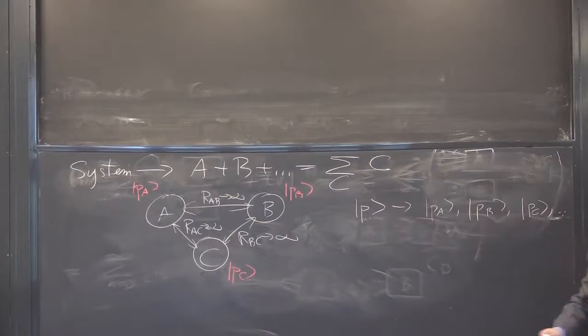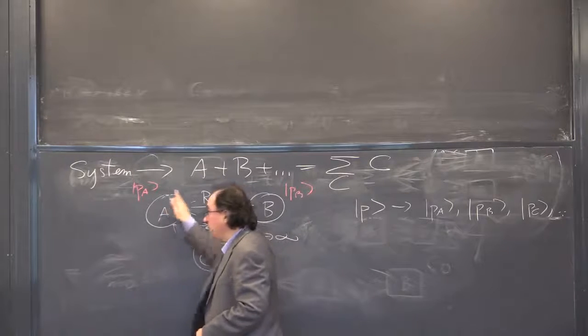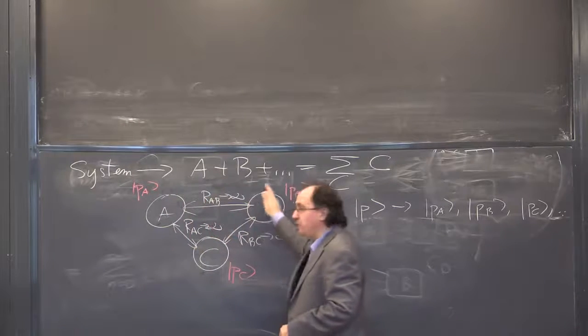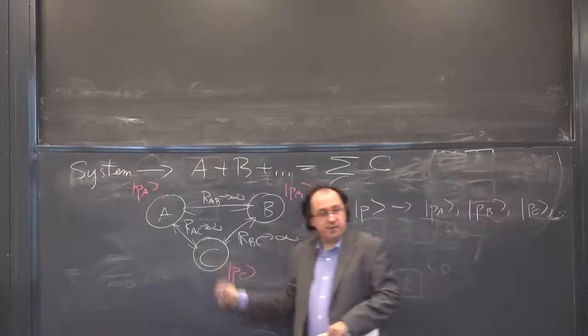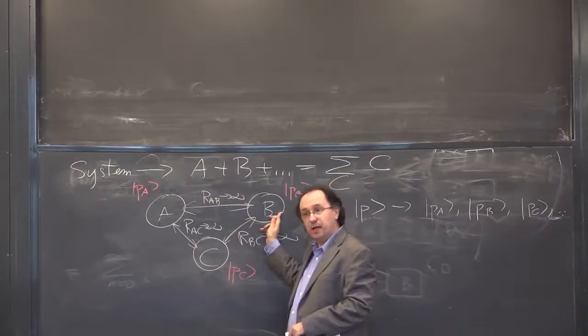They may not be orthogonal, so there are two comments about that. They will be orthonormal within A, orthonormal within B, and orthonormal within C. They don't have to be orthogonal between themselves, because there may be overlaps.